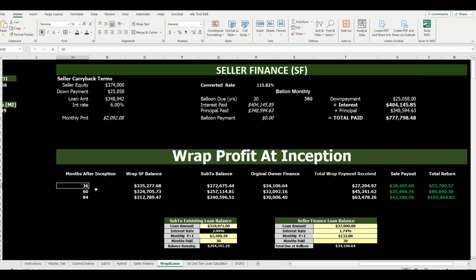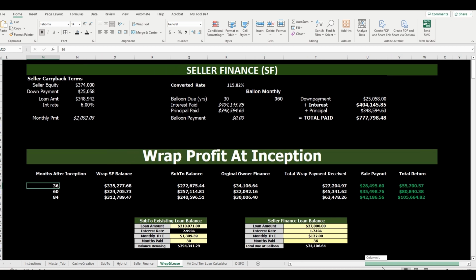So at a 3-year mark for inception, I, the investor, will have a sale payout if I were to sell the property, or not me, I'm not selling the property. The retail buyer, if they were to sell it or refinance me out, I could be looking at anywhere between maybe $25,000 and $28,000 on the sale payout, with a total return of about $55,000 in 3 years.